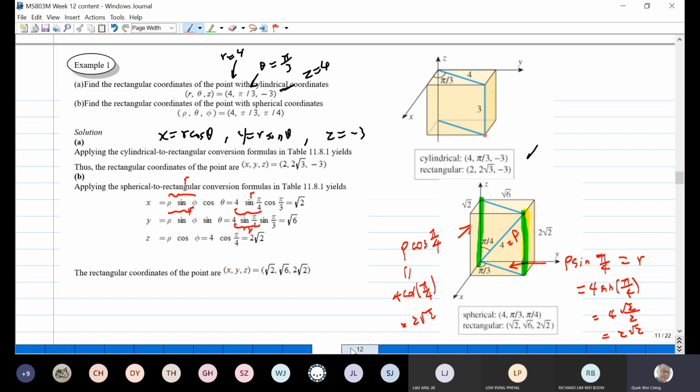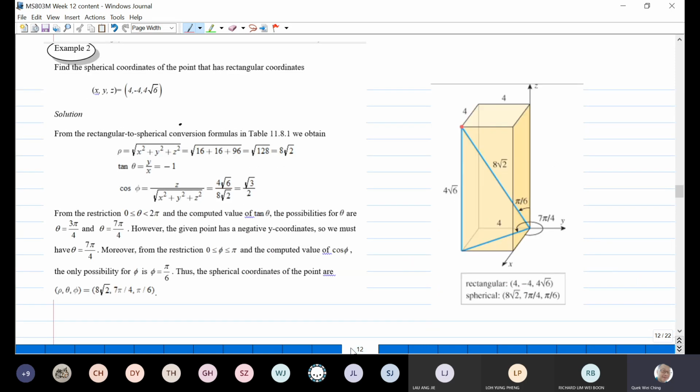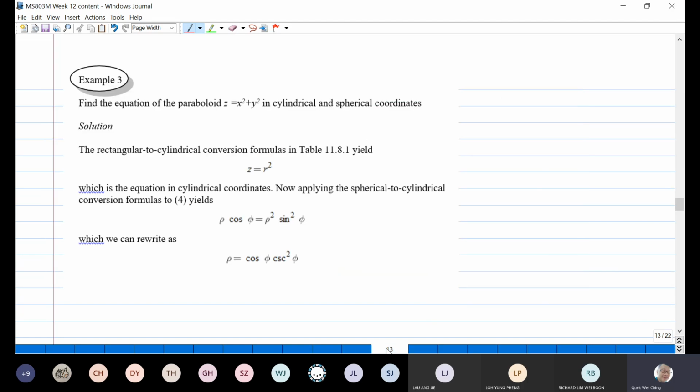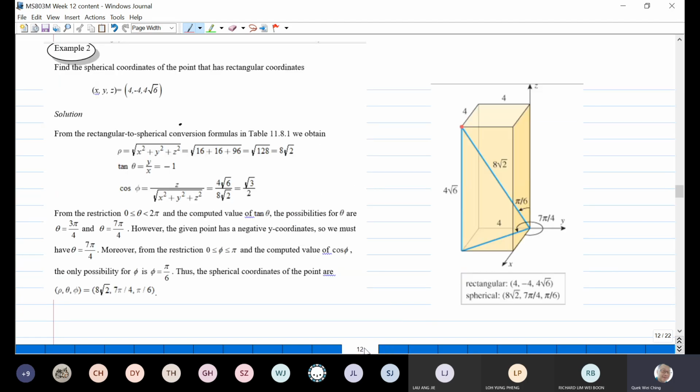So basically this chapter is quite easy. You just draw a diagram and then look at the relation between them. Okay, so I think I go to example 2 first.